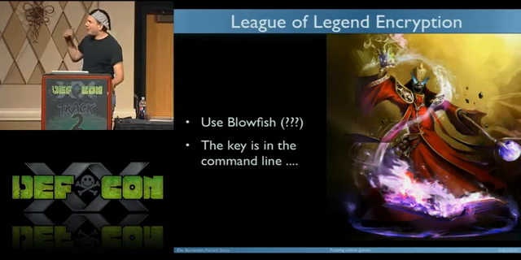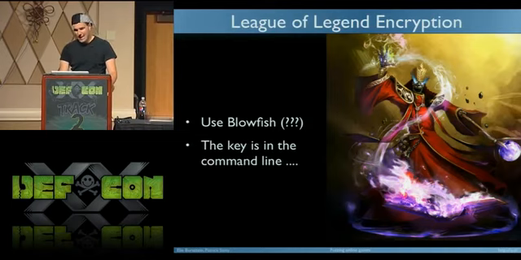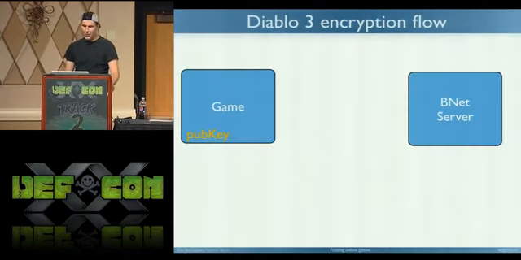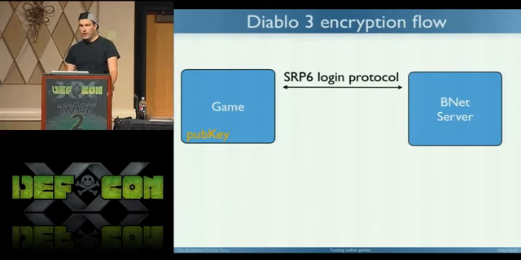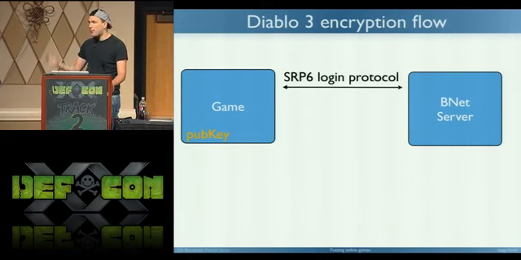Let's go back to something way more complicated, enter Diablo 3. All right, so you have the game and you have the Battle.net server, which is the first server you connect to. The first thing you're going to do is what is called an SRP6 challenge, which is basically a way for you to prove that you have the right login and password without transmitting it in clear. It's a 6-step protocol. I'm not going into details. If you Google SRP6, you're going to find it.